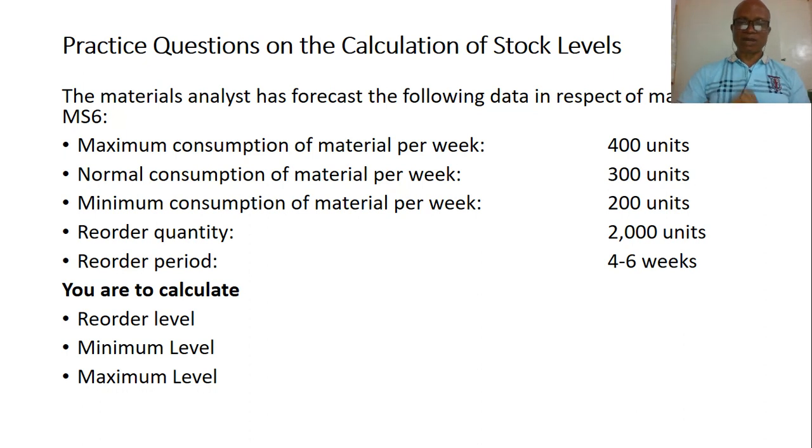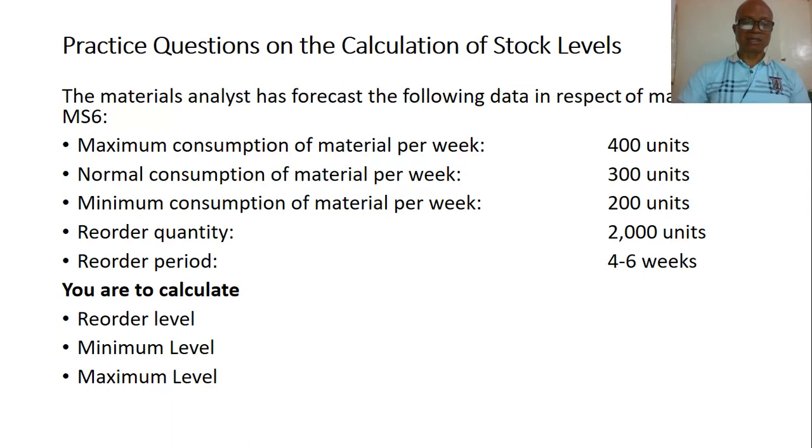Maximum consumption of material per week is 400. Normal consumption of material per week is 300. Minimum consumption of material per week is 200. Reorder quantity given is 2000 units. Then the reorder period also given is 4 to 6 weeks.